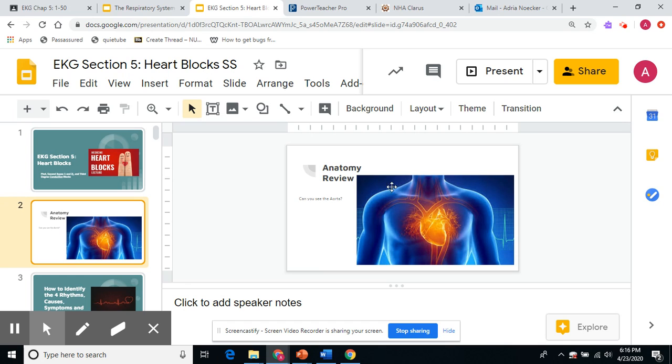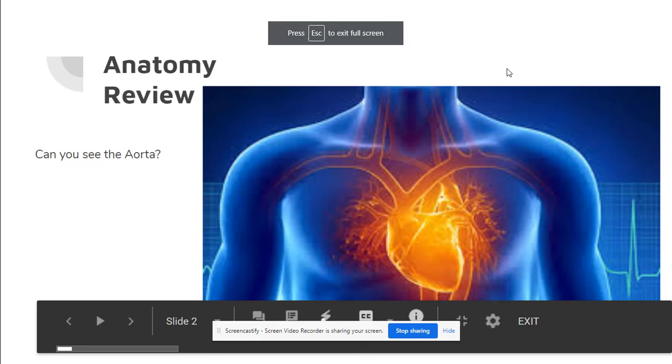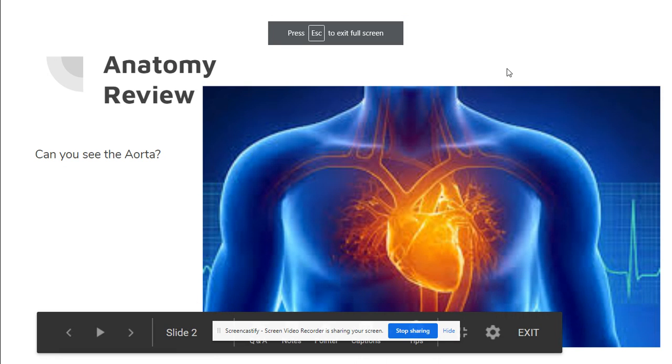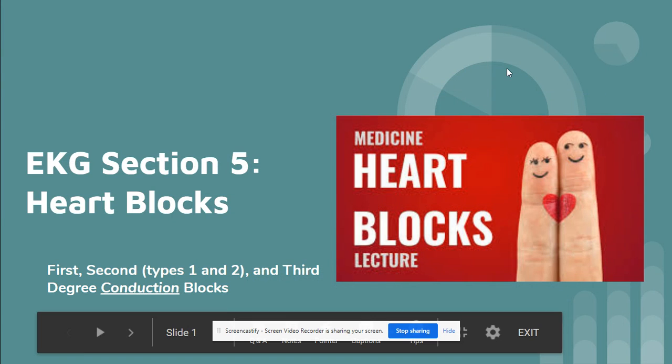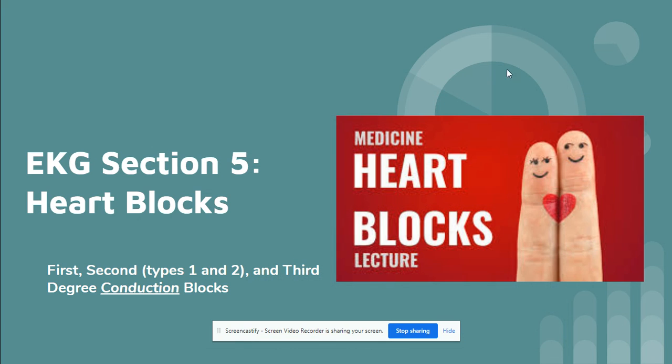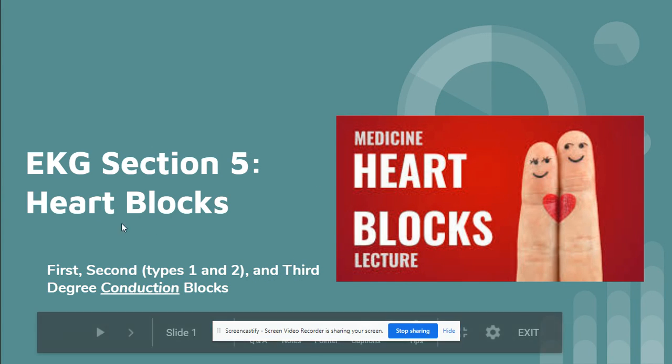So what we're going to do, I'm going to share my screen with you, and we are going to go through some of these different rhythms, okay? So heart blocks, there are 4 different types: a first degree, a second degree type 1 and 2, and a third degree conduction block, okay?